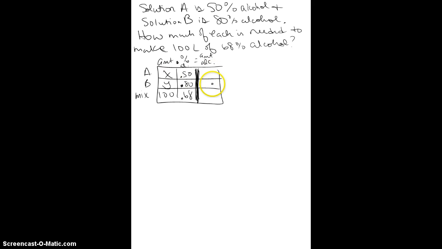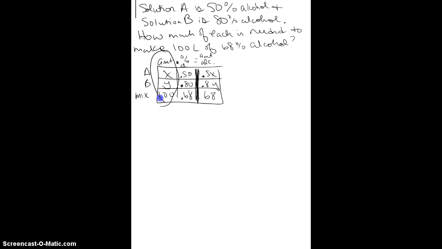Now I multiply across to figure out the quantity of alcohol. So this is 0.5x, this is 0.8y, and I'm just leaving the zeros there off because it doesn't matter. And then 100 times this is actually 68. So I end up with 68 liters. That's pure alcohol. So that must mean there's, what, 32 of water mixed into that 100.